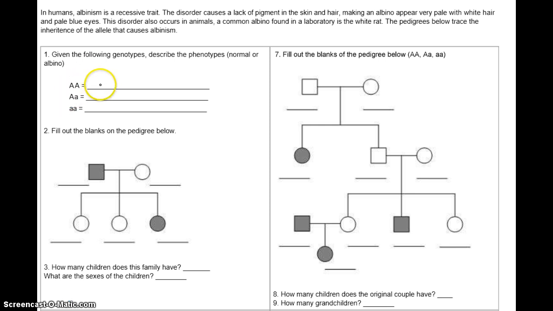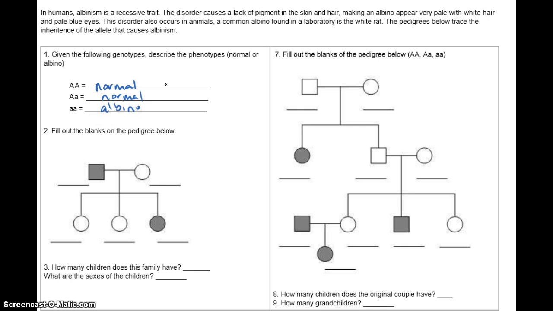So our homozygous dominant is going to be normal because when we read through our description, albino is a recessive trait. So we know that if you have two dominant alleles, then you're normal. Similarly, if you're a heterozygote, the dominant trait is going to take over, so we're normal. But if you're homozygous recessive, then you are albino.